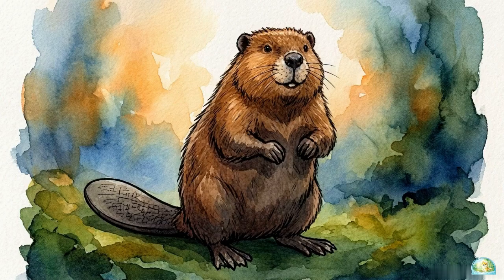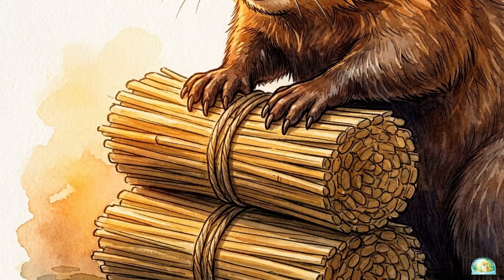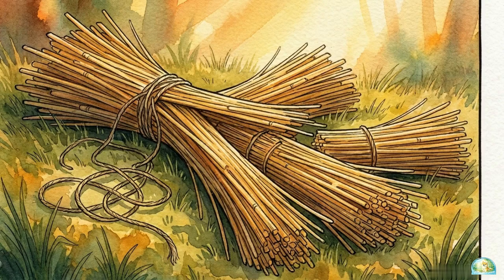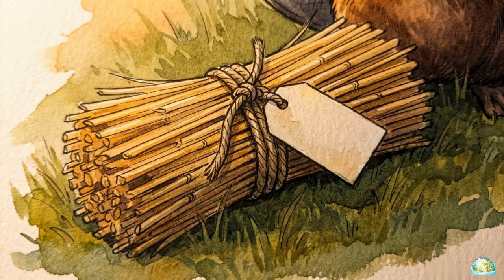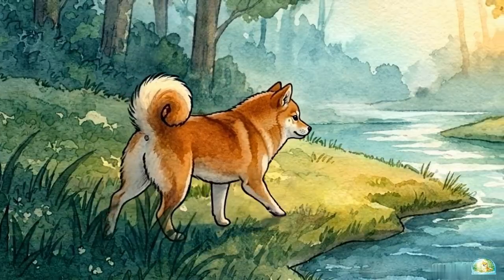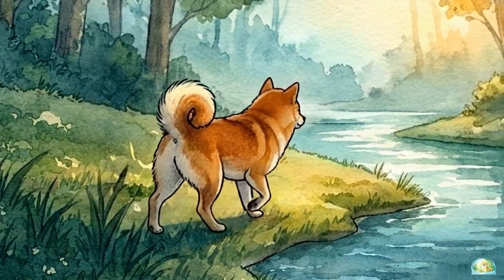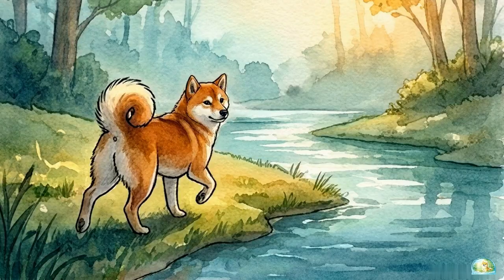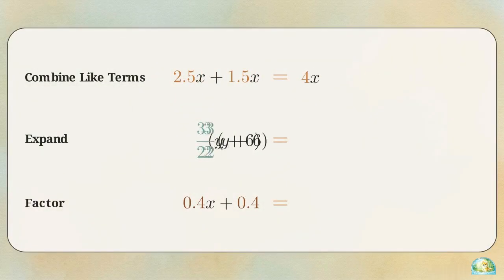Birch has successfully applied our 3 moves: stack identical bundles, distribute to expand packs, and pull out common factors. With the bundles balanced, the wise Math Shiba rises and trots along the water's edge. The lesson is complete, and you are ready to continue the journey alone. These 3 moves allow you to reshape any linear expression to fit the task at hand.